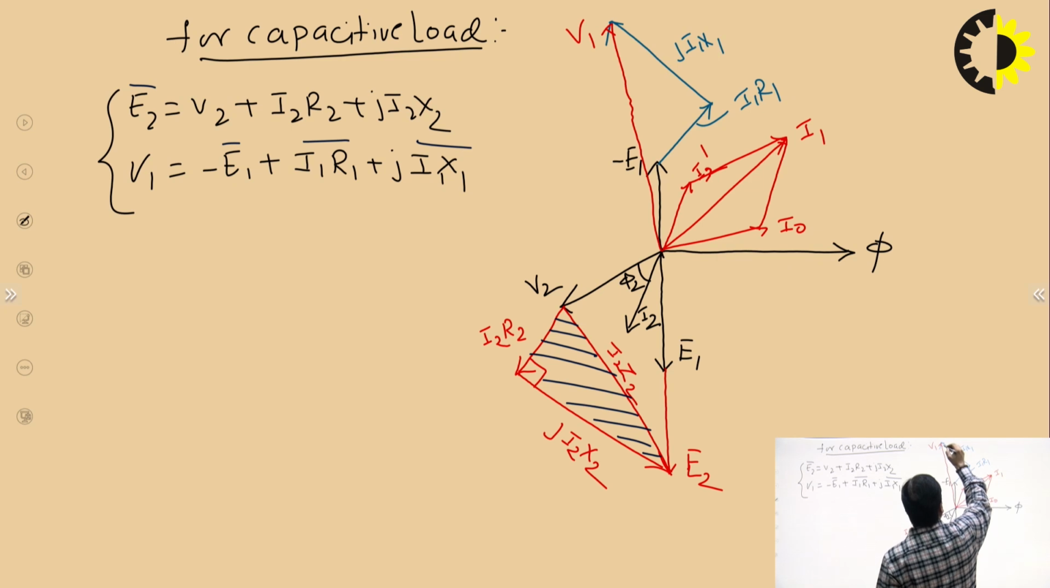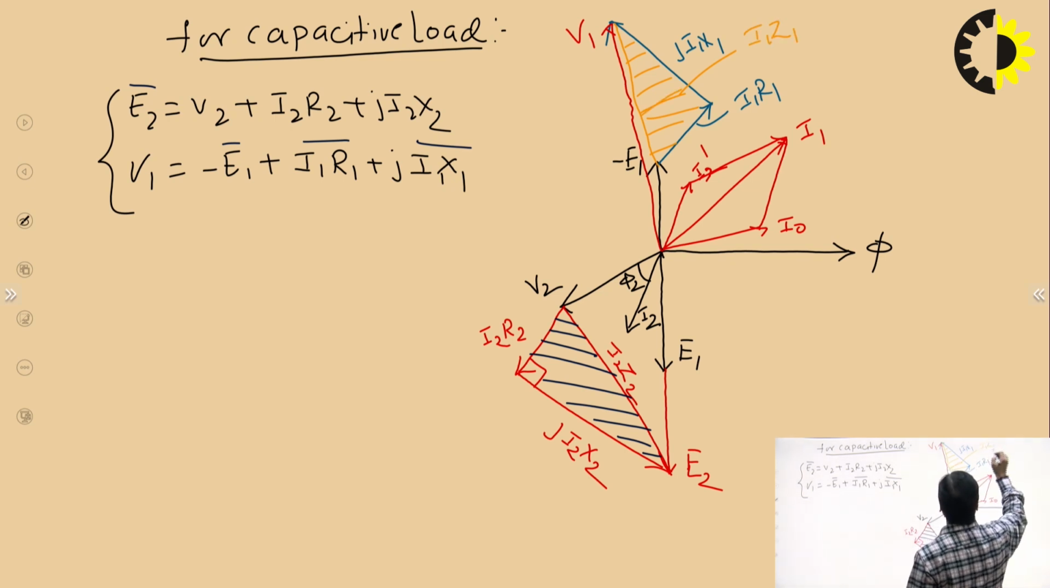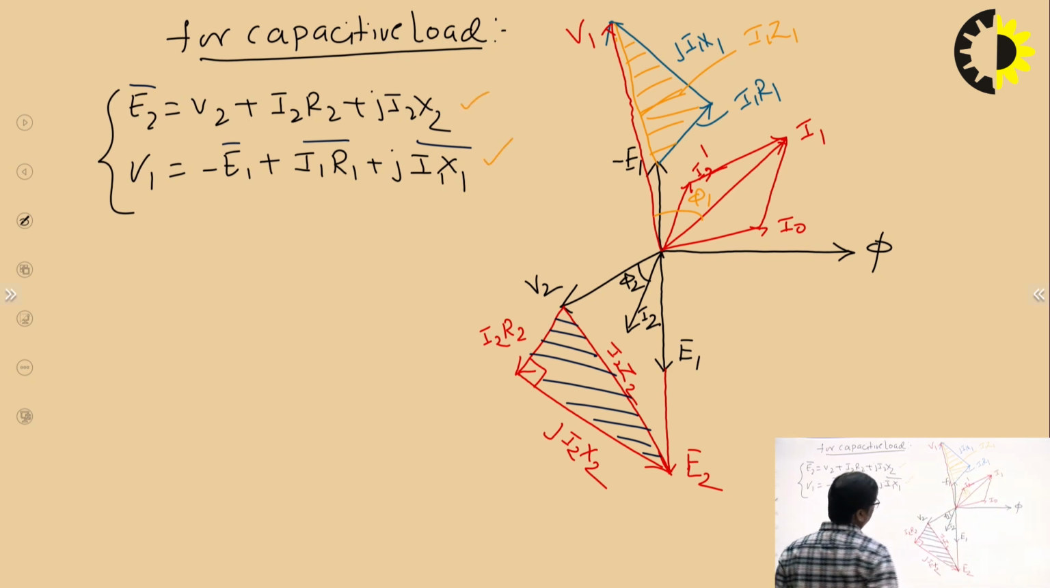We connect this line, and this is the voltage triangle of the primary side. So this is the I1 Z1, and this is our V1. So voltage V1 and current I1, this is phi 1, and this is phi 2. So this is the phasor diagram for capacitive load, or when the load is capacitive in nature, whenever the current leads the voltage by some angle phi. So you can draw it like this.